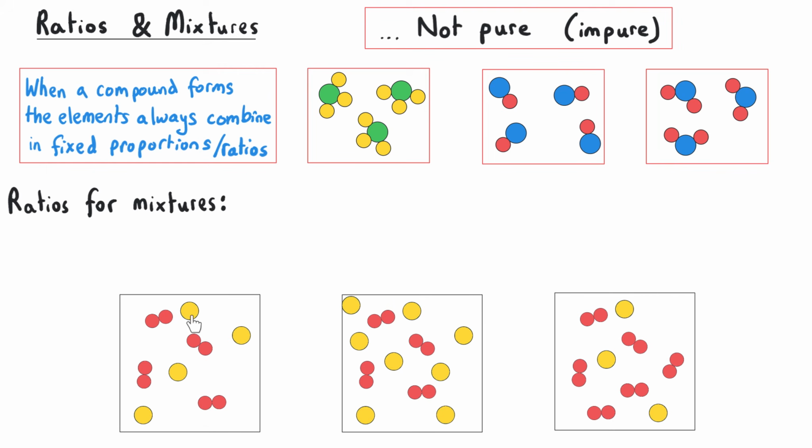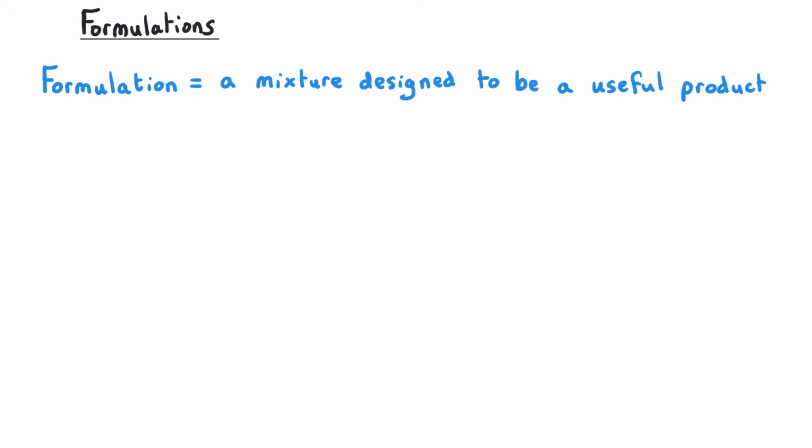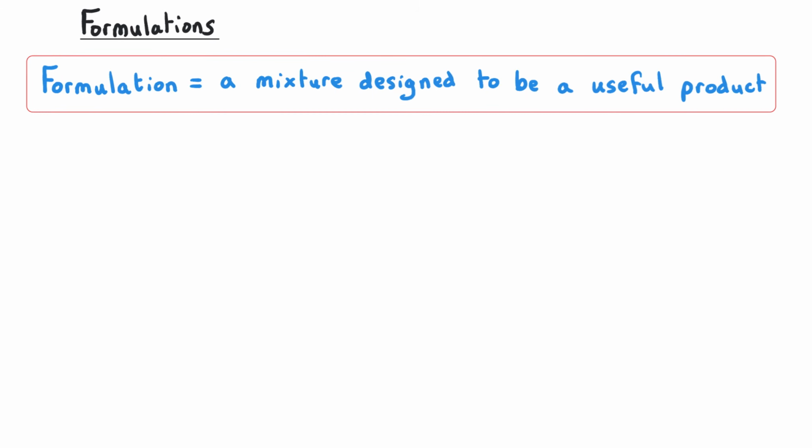They are all mixtures, and they are all mixtures of the same substances, but each of the mixtures contains the substances in a different ratio, and that's totally possible for mixtures. Any ratio at all is still classed as a mixture. Sometimes we design a mixture in order to use it as a useful product, and this type of mixture is referred to as a formulation.